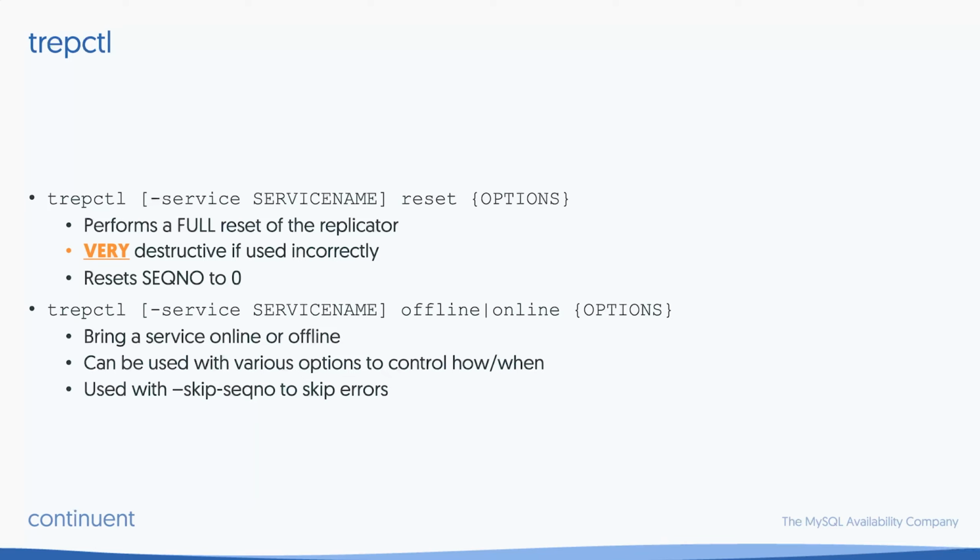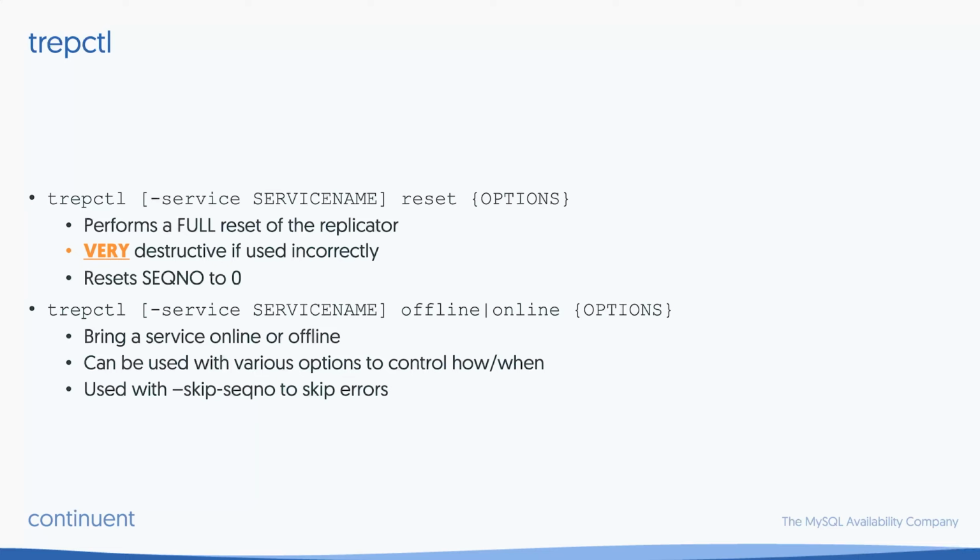The online and offline commands will take your service online or offline, and they can be used with various options as well. Also, if your replicator is in an error state and you need to skip a sequence number, you would use offline, skip the sequence number, then bring it back online. And again, I'm not going to go into detail on the advanced usage of skip, seek, and so on in this particular session. This is a high-level view of the main tools, and we look into those more advanced options in later training sessions.